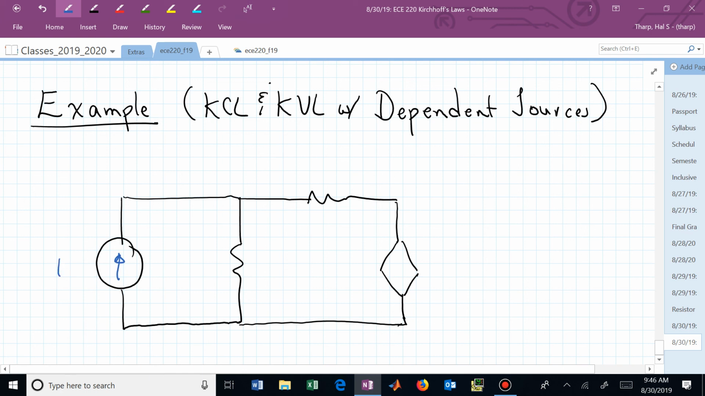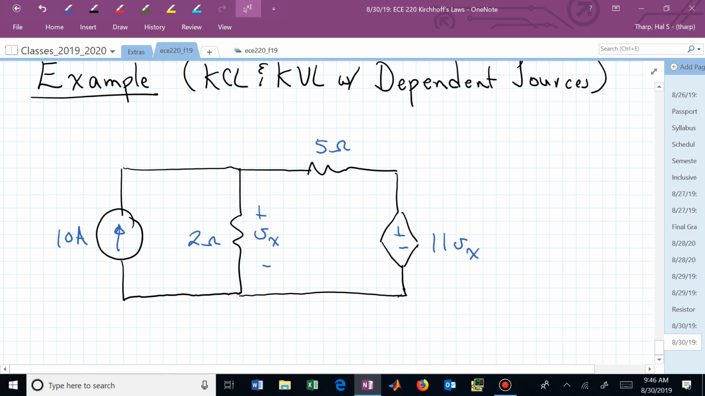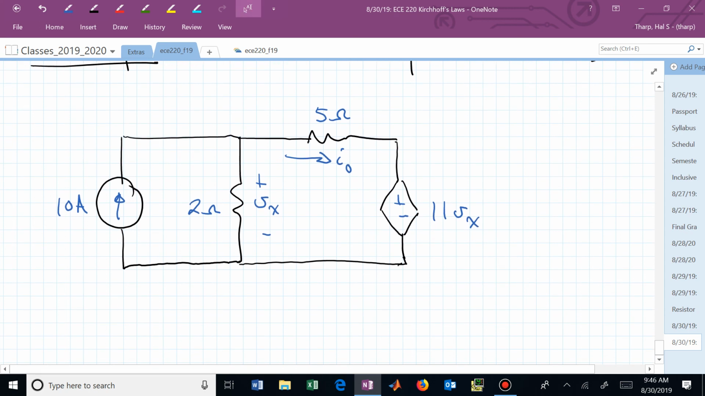Let's say here's a 10 amp, and here is a 2 ohm resistor. Here's V sub x, here's a 5 ohm, and here's a dependent source of 11 V sub x, and now maybe somebody on the exam says you're supposed to find I sub 0. Find I sub 0 in that circuit.